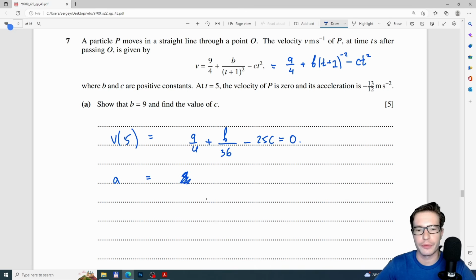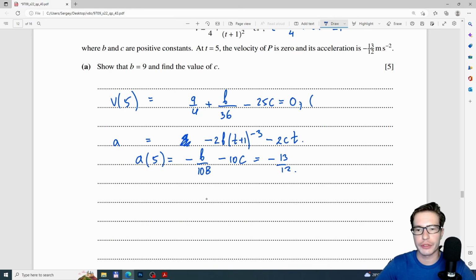A is going to be equal to minus 2b times (t plus 1) to the power of negative 3 minus 2ct. Now let's substitute t equals 5, and we'll get minus b over 108 minus 10c, and that should be equal to minus 13 over 12 according to the question. So here's going to be our first equation, and that's going to be our second equation.